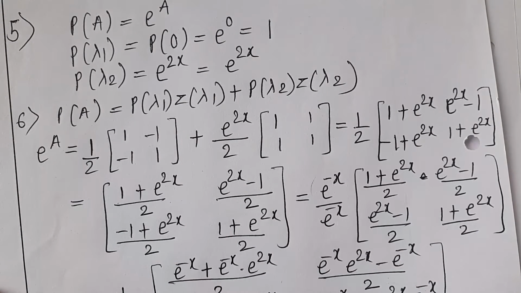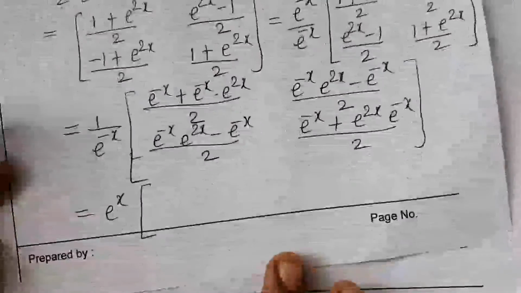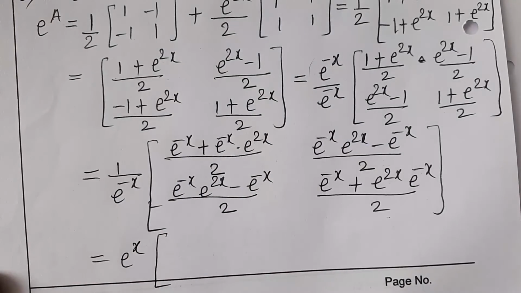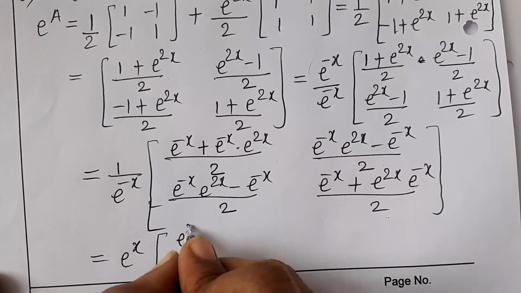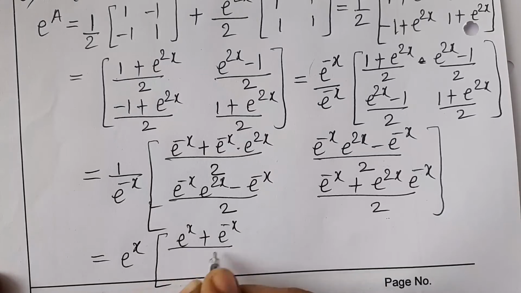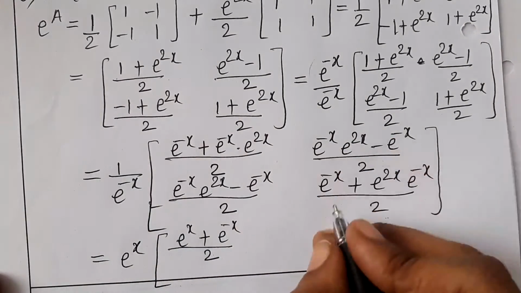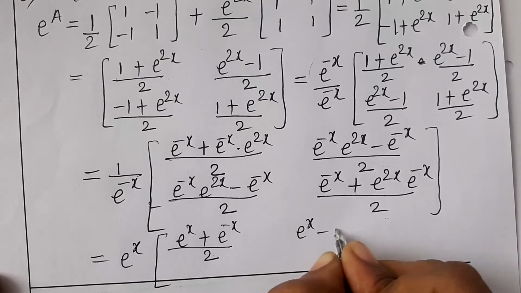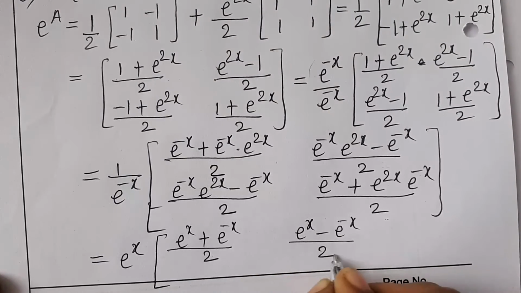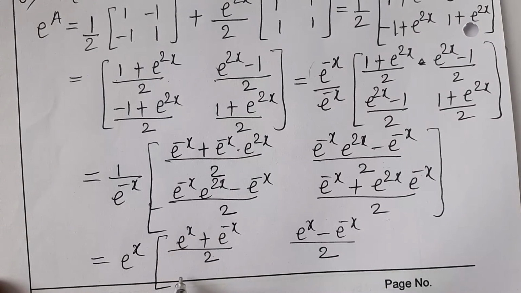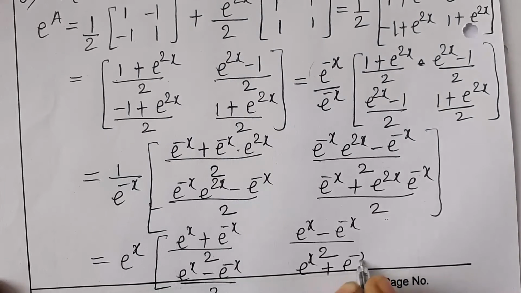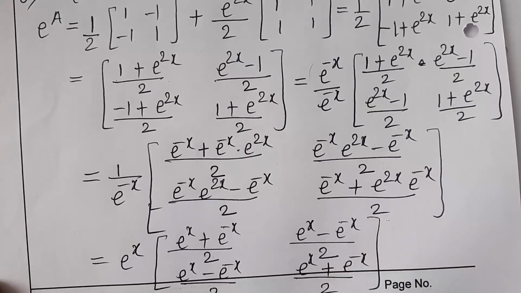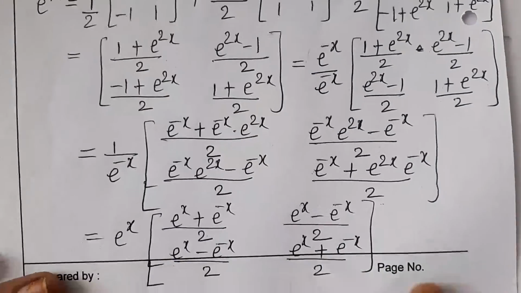So this is equal to e to the power x in matrix form. It is equal to e to the power minus x, e to the power 2x minus x is x. So it is (e^x + e^-x)/2. Next, again this is (e^x - e^-x)/2. Next is (e^x - e^-x)/2, and this is (e^x + e^-x)/2. I have written first the positive term and then the negative term of the exponential power.